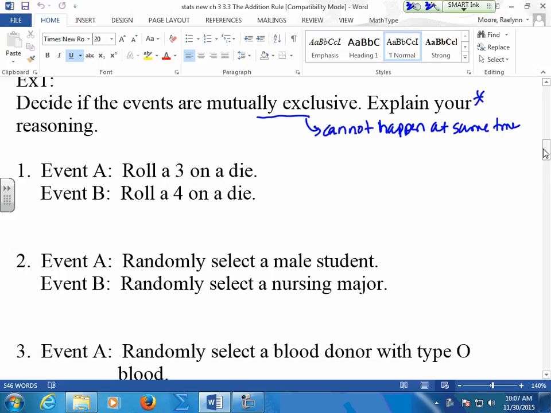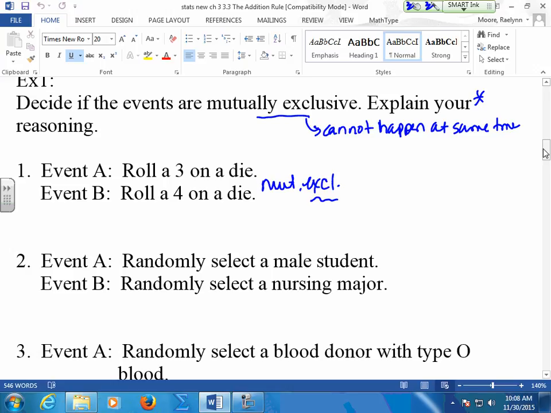So if I roll a 3 on a die, I roll a 4 on a die, can they happen at the same time? No. Therefore, these guys are mutually exclusive. The word exclusive means excluding. They exclude each other. There's nothing that they can overlap with.